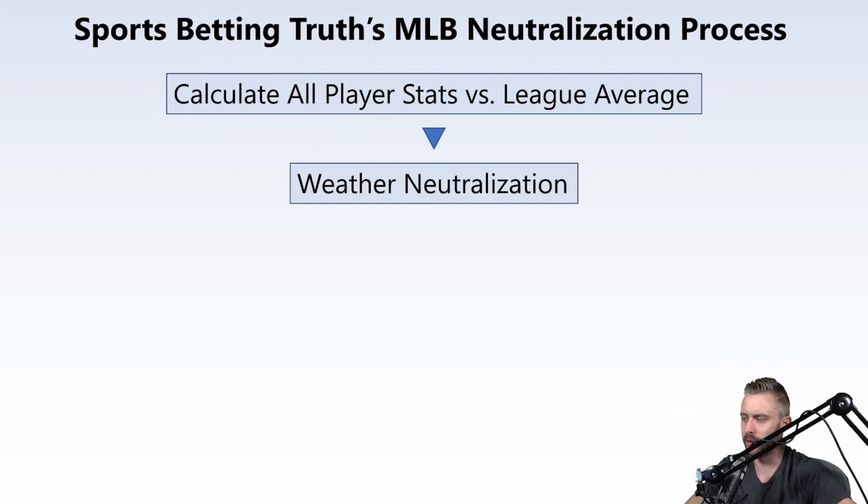What you're trying to do with weather neutralization is neutralize a player's stats to say, okay, if every single at-bat the player had was in a dome at 72 degrees with no wind, what would the player's stats have been? You want to take the weather effects out of it.